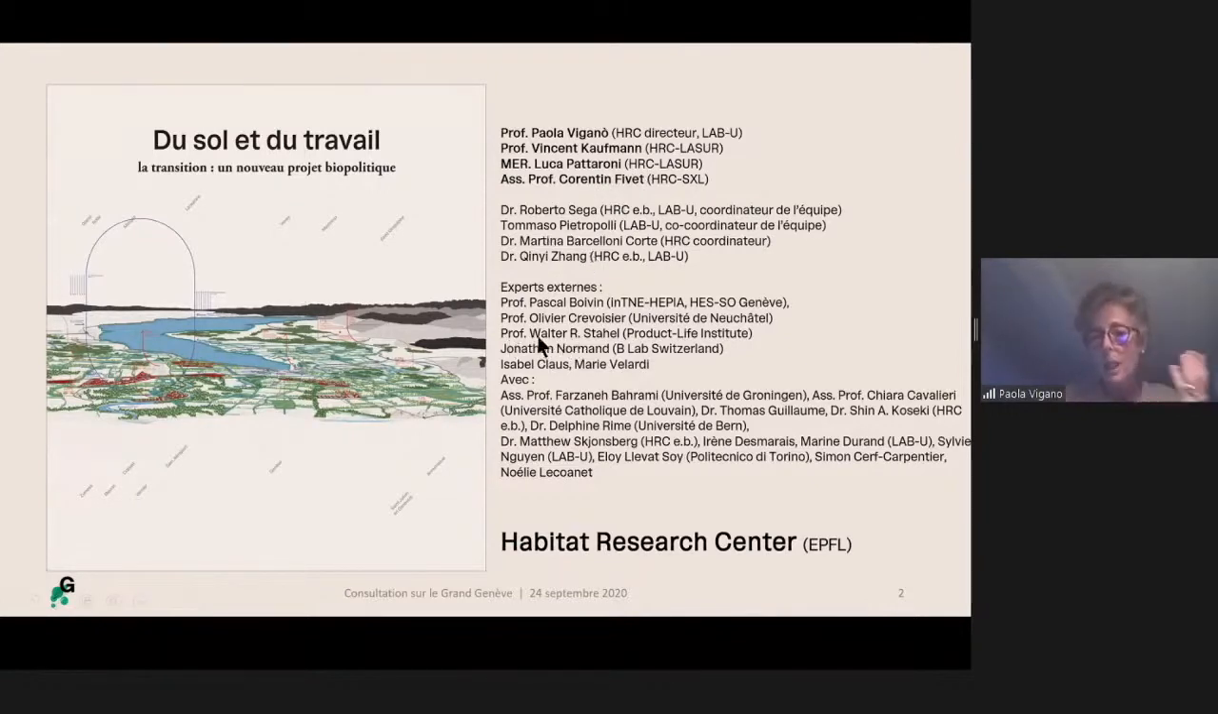For example, I would like to underline the presence of Walter Stahel. Walter Stahel is now an old person, but still extremely fascinating. He is the founder of the Product Life Institute, and since the 70s has been writing about a longer life cycle for products and decentralization of production.